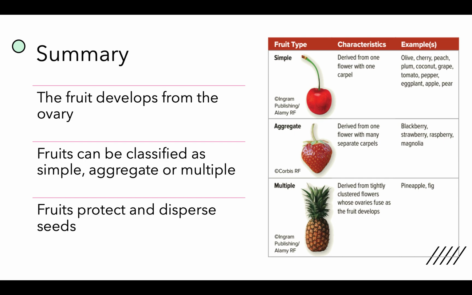Further, fruits can be classified as simple, aggregate, or multiple. Simple fruits are derived from the ovary of a single carpel or several fused carpels and are described as fleshy or dry. Aggregate fruits develop from a single flower with many separate carpels. Multiple fruits result from the fusion of ovaries from many separate flowers on an inflorescence. And lastly, fruits protect and disperse the seeds. The fruit protects the seeds and aids in dispersal. So animals, wind, and water disperse seeds to new habitats.